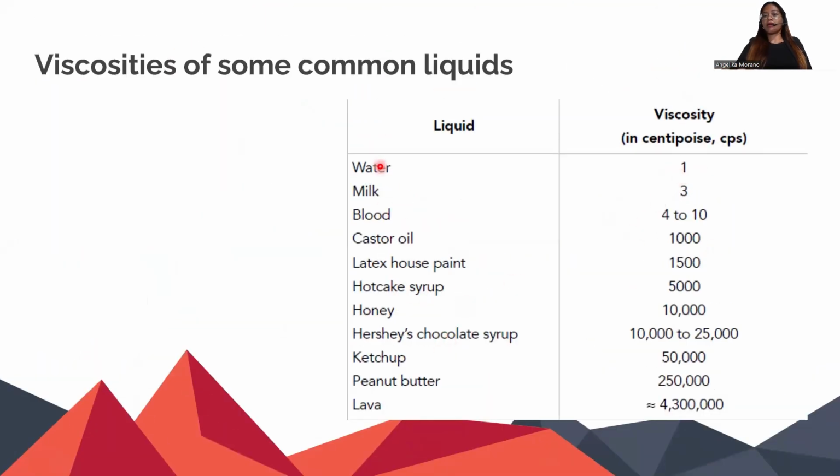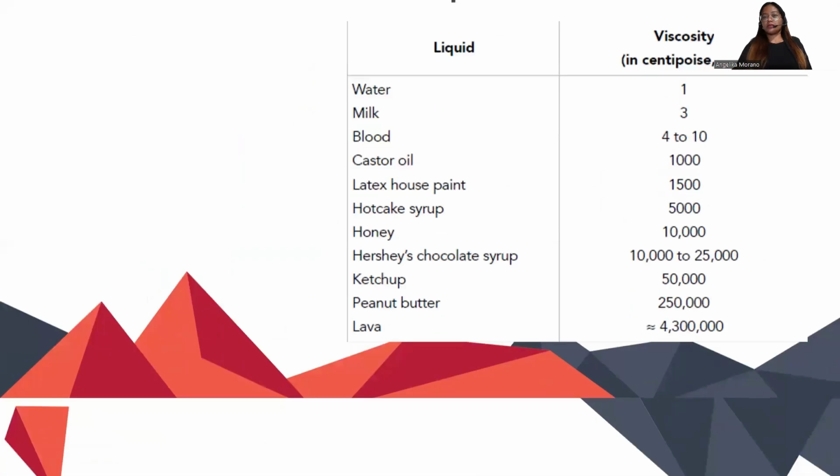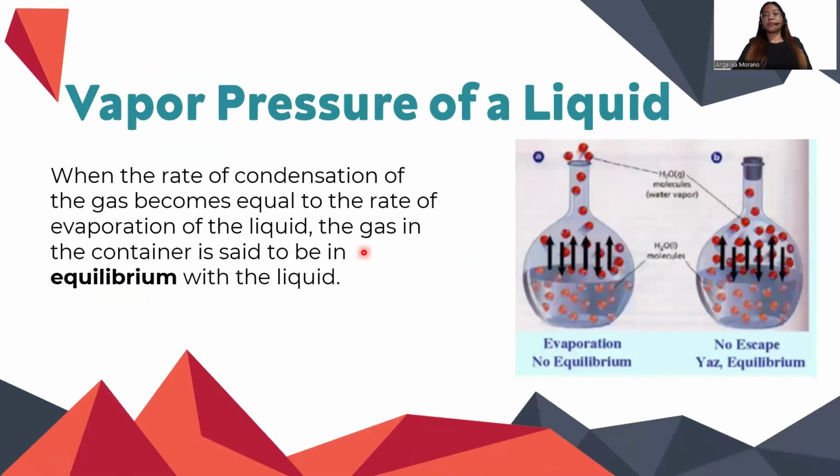So kung tanawin mo diha ang water, it only has 1 centipoise compared to lava which has a 4,300,000 centipoise ang iyang viscosity. Viscosity of lava.